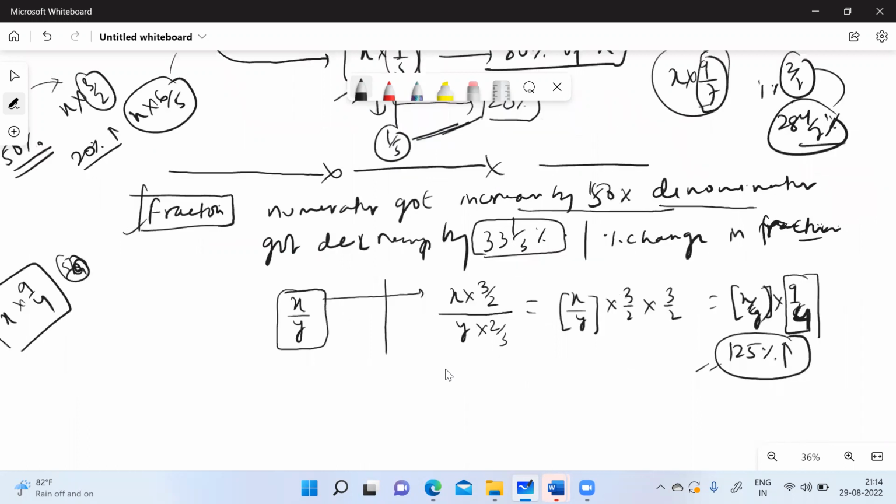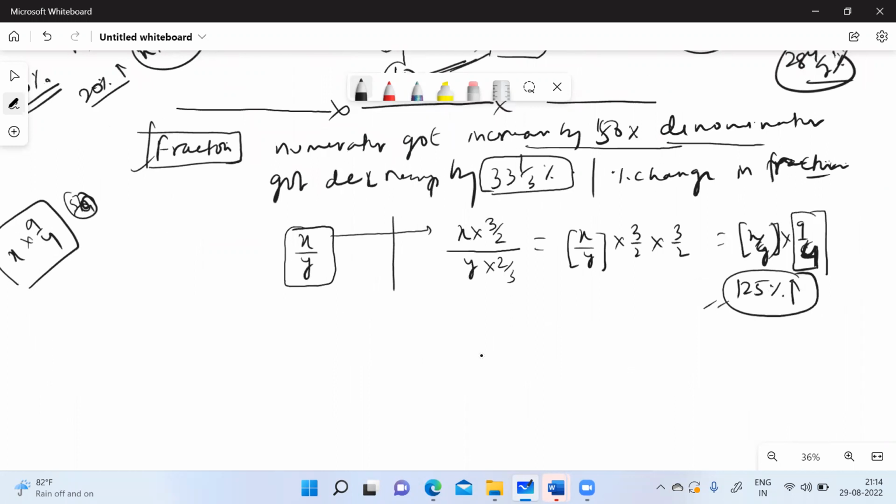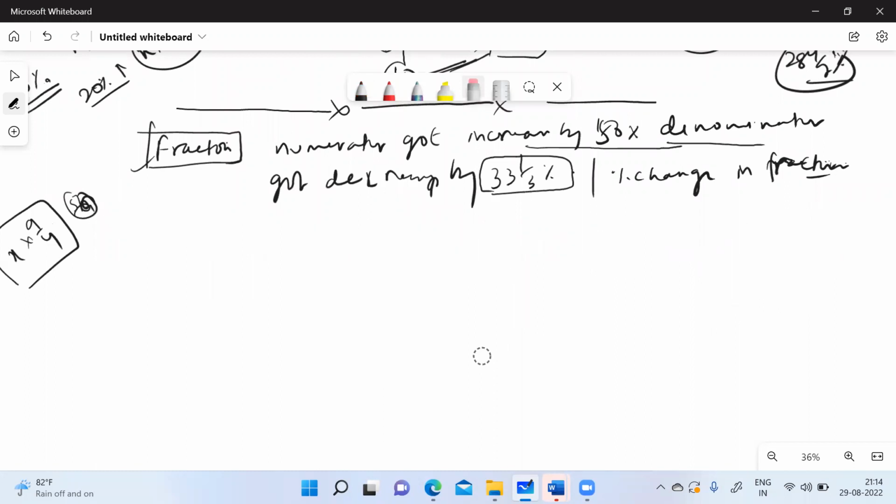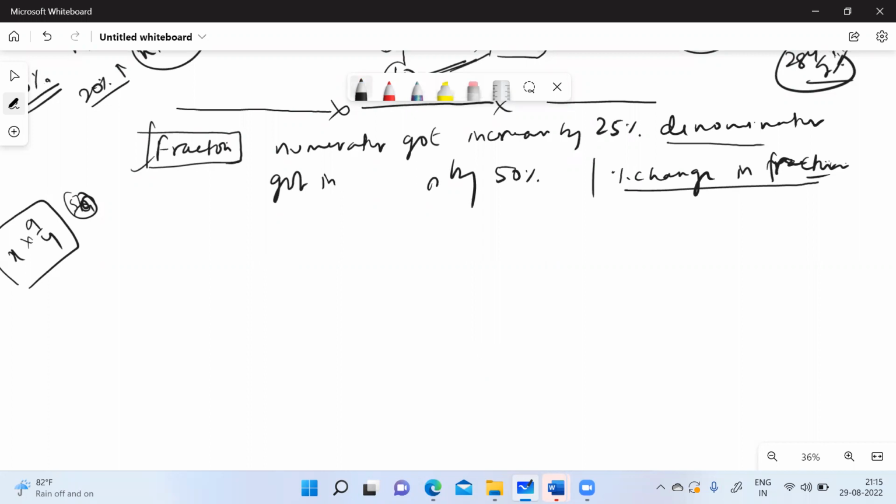I'll give you one more example, रुक जाओ, तब तुम्हें ज्यादा समझ में आएगा. The same question, मतलब यहाँ पे मैं डिलीट कर दे रहा हूँ, यहीं पे पूछ ले रहा हूँ. The same question: numerator got increased by 25% and denominator got decreased by 50%. Okay. Now you find the percentage change in fraction. तो अभी इसमें क्या करोगे बताओ? x by y है. Wait, let me change that. Even the denominator got increased by 20%, लेस से, ठीक है?